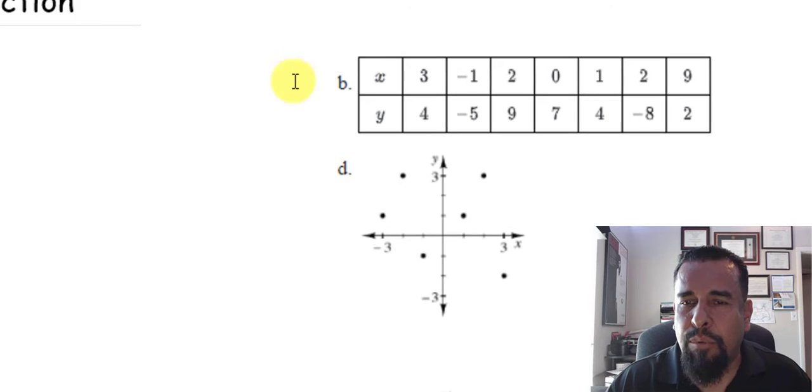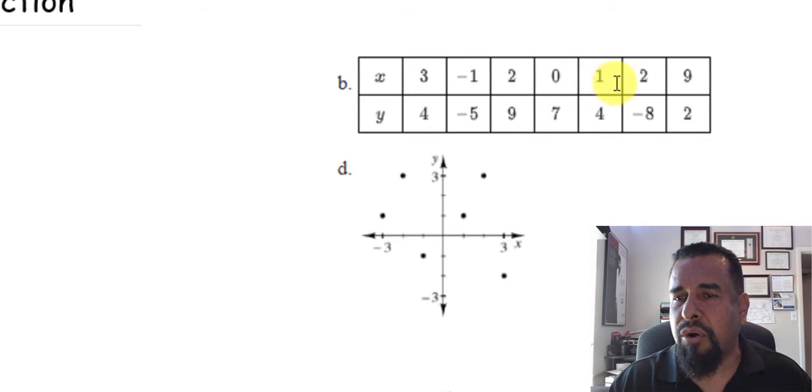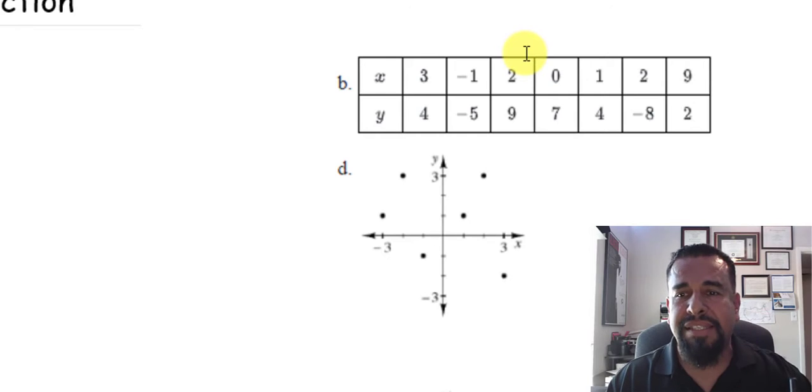Let's take a look at the second one, our second table, table B. Again, let's focus on our inputs, our x values. 3, -1, 2, 0, 1, 2, and 9. So as you can see, they used the 2 twice. They used it right here and here. Now I proceed to do my second check.